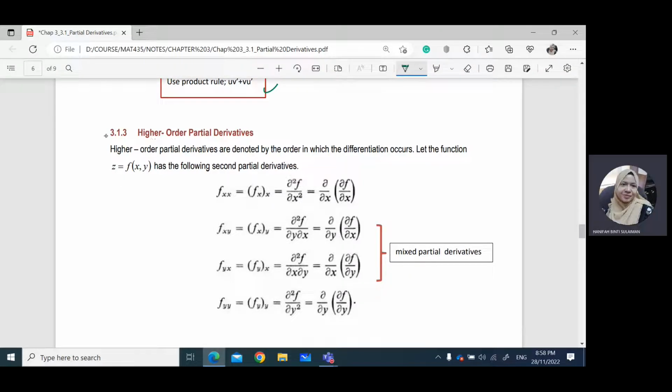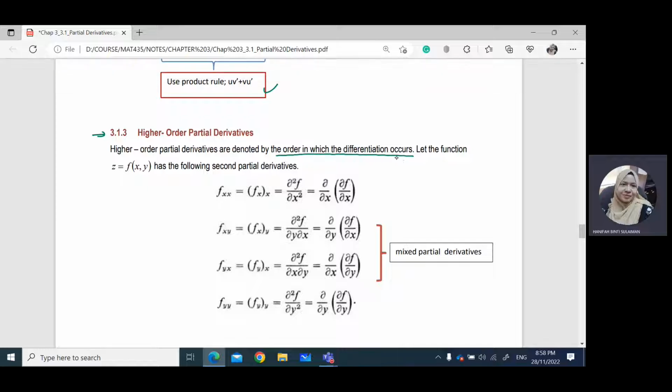Alright, so now we look at higher order partial derivatives. Higher order partial derivatives are denoted by the order in which differentiation occurs. Okay, so let the function here be z. So z is a function of x and y, and has the following second partial derivatives.